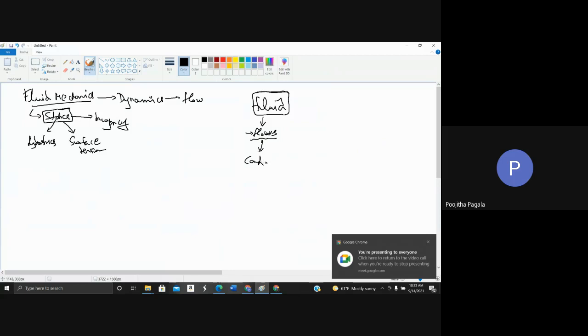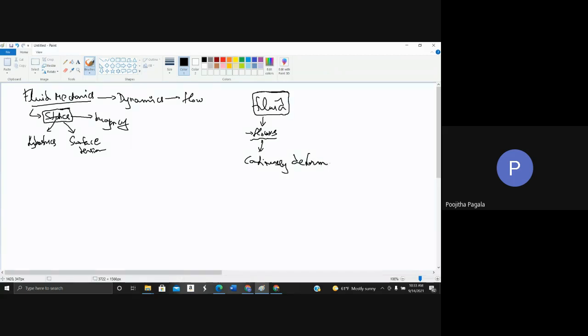So a fluid is a substance which continuously deforms under the application of shear stress. And deformation takes place. Okay, this is it. So fluid is a substance which continuously deforms under the application of shear stress. So what does this mean?